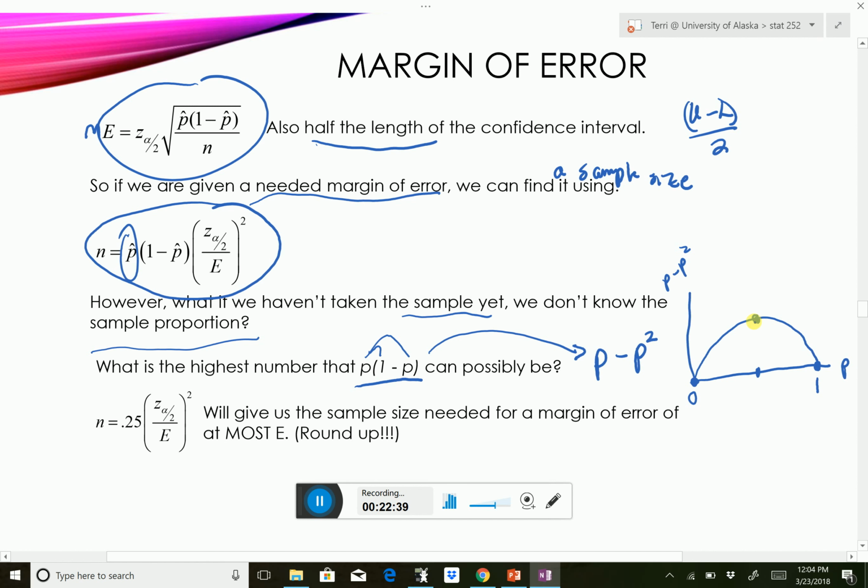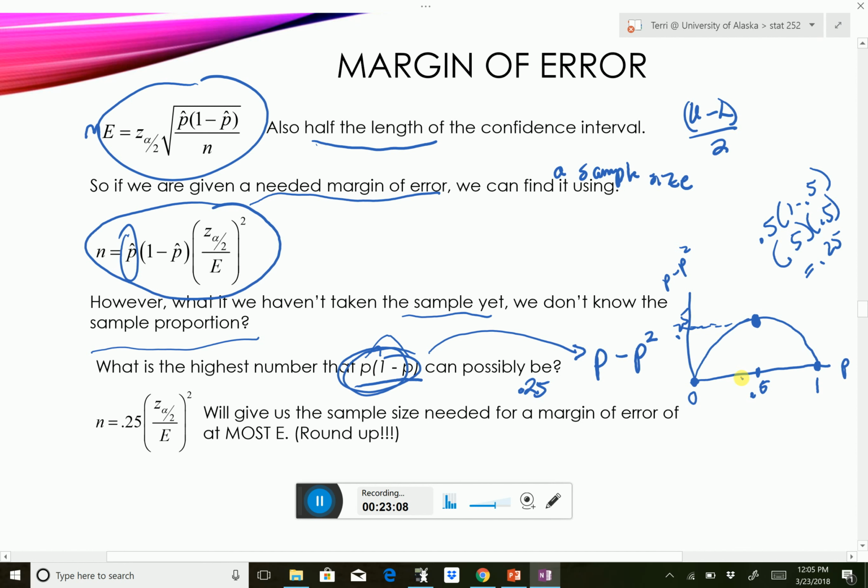Now look at this. This maxes out at 0.5. But what value is this at 0.5? Well, 0.5 times 1 minus 0.5 is 0.5 times 0.5, which is 0.25. So the highest that this number can ever be is 0.25. That maxes out there.